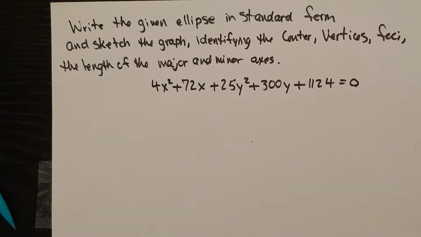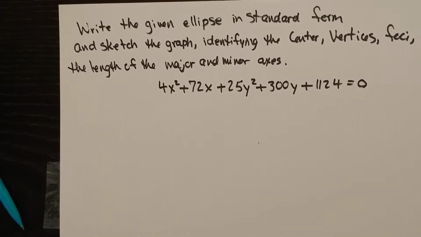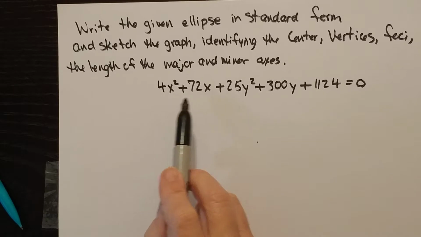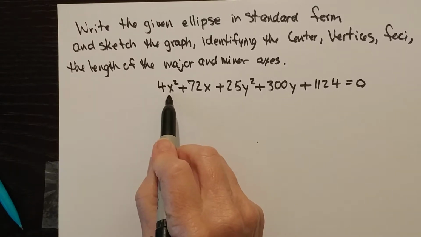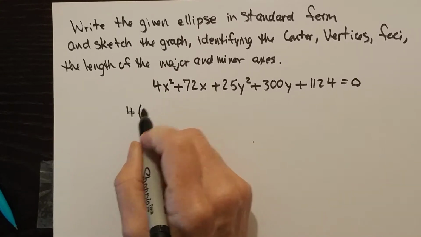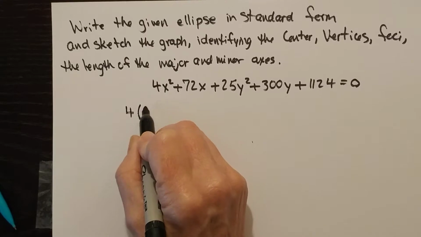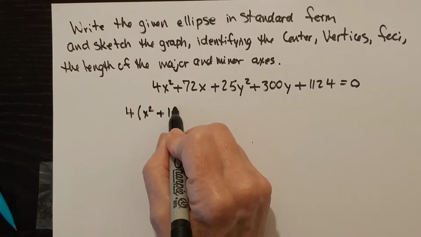So how you begin this process is you get the x terms together and the y terms together, and that is already going on. We have the x's beside each other and the y's beside each other, so that's excellent. The next thing we're going to do is factor out the coefficient that's in front of the x squared term from the x terms. So that looks like this. 4. If I factor that out, I'm left with x squared plus 72 divided by 4, and that is going to be 18x.